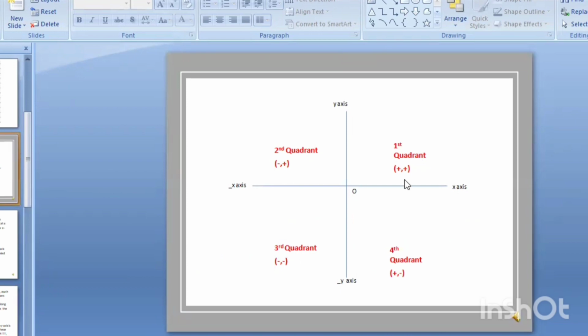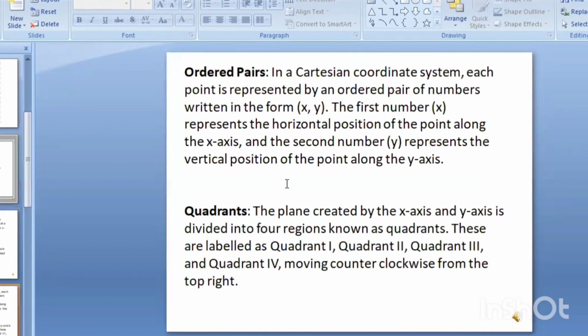Now you need to know about ordered pairs, how ordered pairs are formed, why the signs are positive here and negative there, and how the quadrants are formed: the first, second, third, and fourth. Each point is represented by an ordered pair of numbers written in the form (x, y). The first number x represents the horizontal position of the point along the x-axis, and the second number y represents the vertical position of the point along the y-axis.